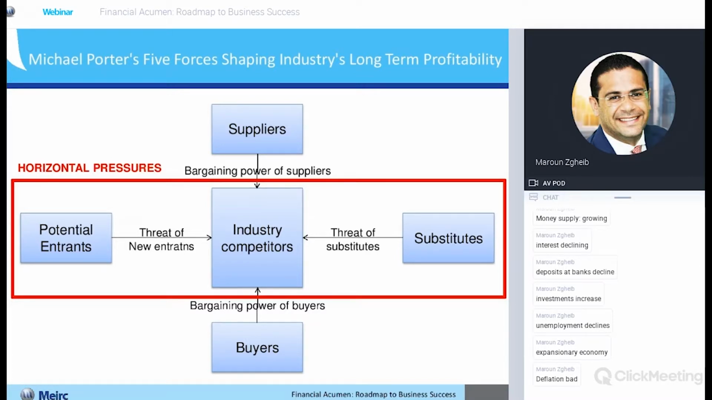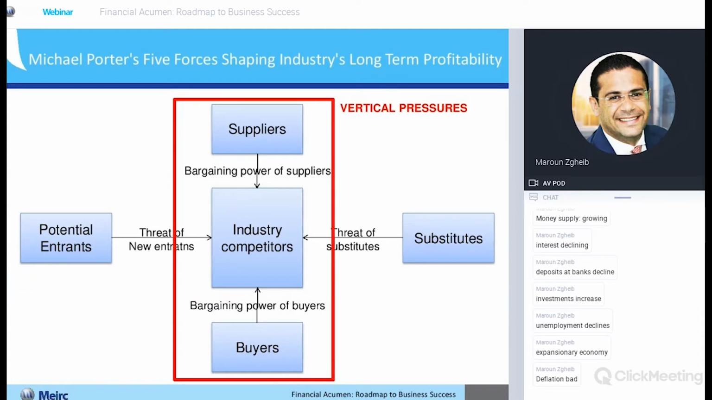We look at horizontal pressures. The horizontal pressures are your peers. Those are the potential entrants. Those are the substitutes. Those are the competitors that are around you, and they are considering all the time how they would snap a market share out of you. The second type of pressures are the vertical pressures, which are the suppliers, buyers, and sometimes the competitors as well.